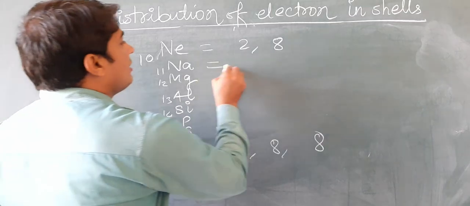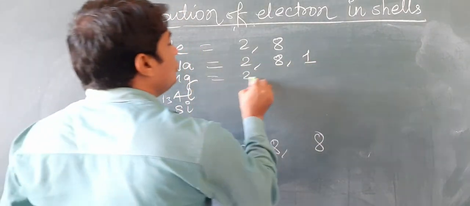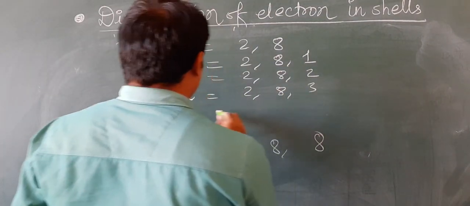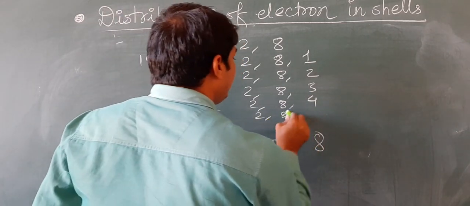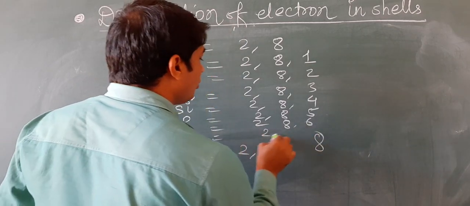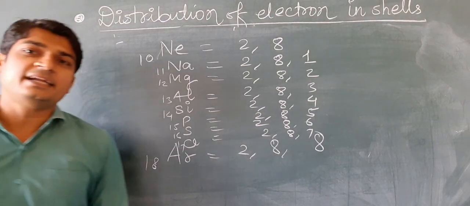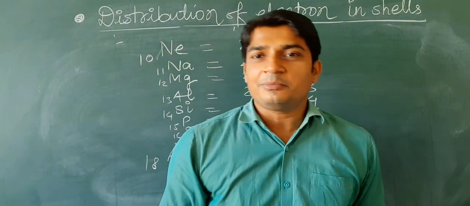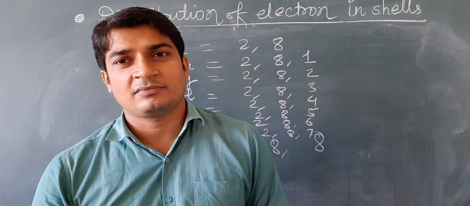2, 8, 1; 2, 8, 2; 2, 8, 3; 2, 8, 4; 2, 8, 5; 2, 8, 6 and chlorine 2, 8, 7. If the octet is not complete for any atom, this atom always tries to complete its octet.